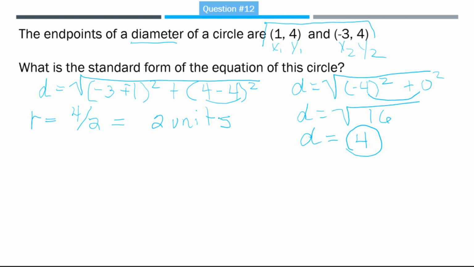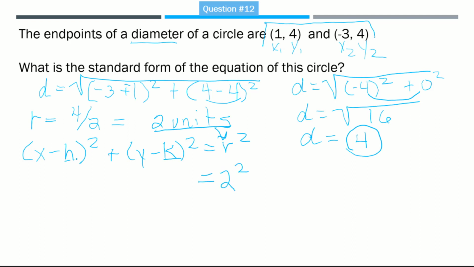All right, now the standard form of the equation of a circle is x minus h squared plus y minus k squared equals r squared. Now we have r is 2, so we can plug that in here. Now we need to find the center, h and k. Now the center, we're going to take these same 2 points, but we're going to use the midpoint formula, and the point that's right in the middle will be our center.